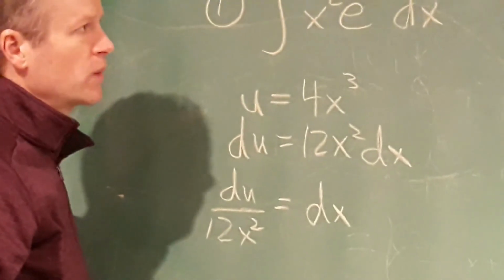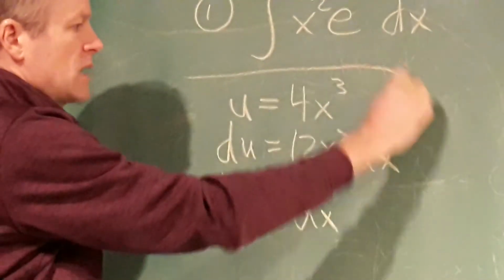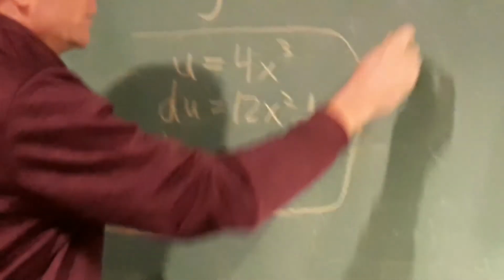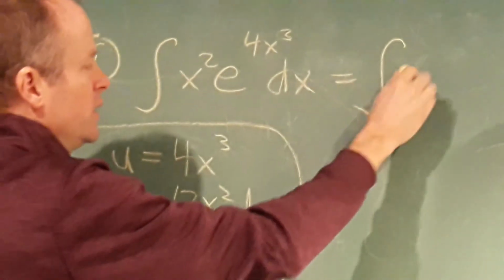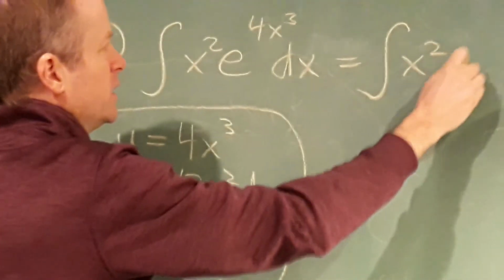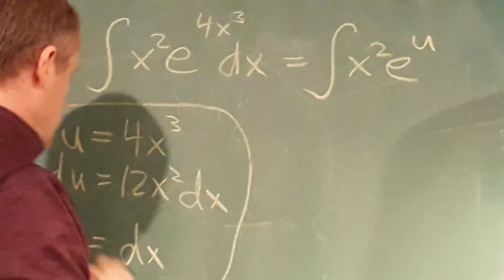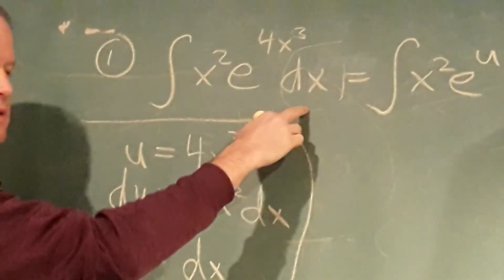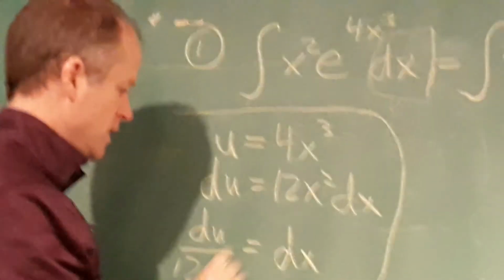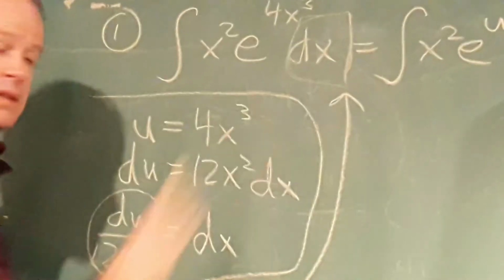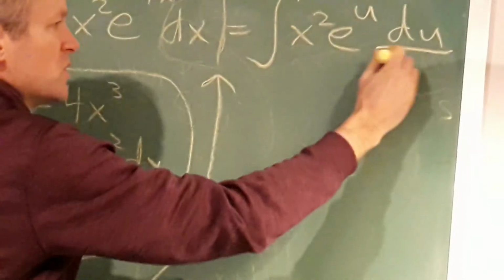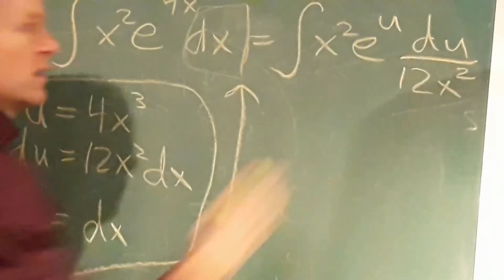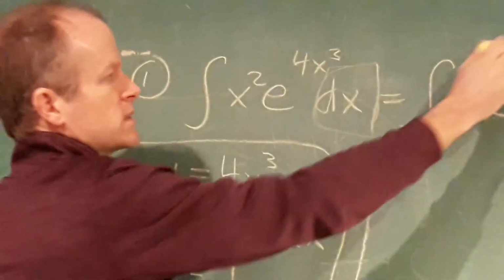So now, if we rewrite this, here again is the side work. This will equal the integral of x squared e to the u, and then I have du. So I'm substituting instead of dx right here, and this is a step sometimes students miss initially. Instead of dx right there, I'm putting this in. Okay, so I'm going to have du divided by 12x to the second. Now, you can see that the x to the seconds cancel.